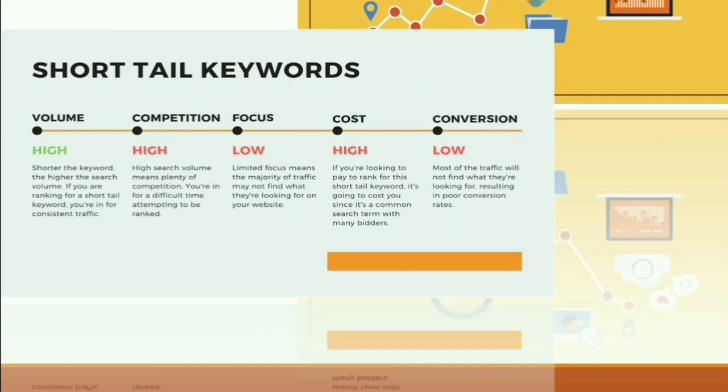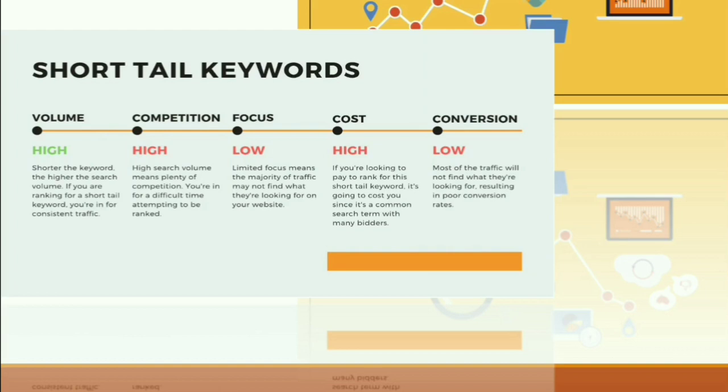Next is competition. Definitely, if you are putting in a shorter keyword, that is only "shoe", then you have a very high competition, so you are in for a difficult time attempting to rank. Then next is focus. The focus is very low, because limited focus means the majority of traffic may not find exactly what you are looking for.